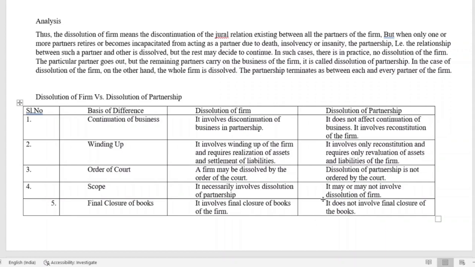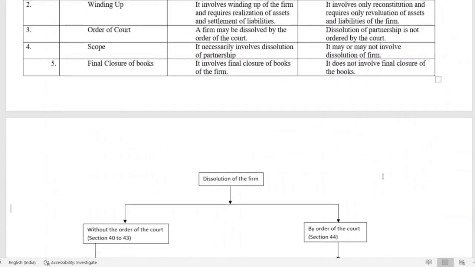Here, with regard to dissolution of the partnership, it does not involve the final closure of the books. As you know, if one partner leaves the business, other partners will reconstitute and continue the business even after the dissolution of the partnership.